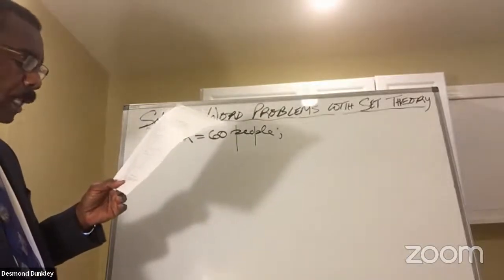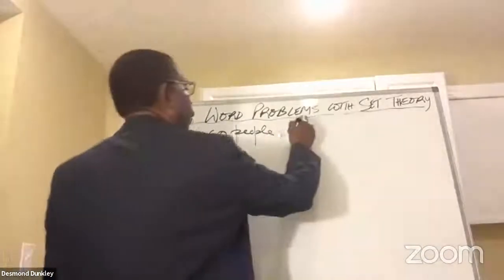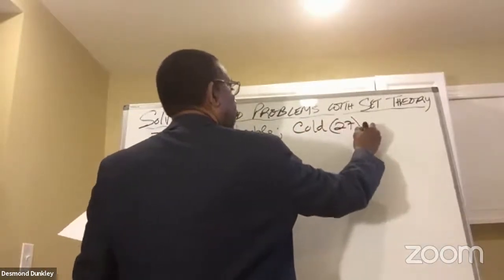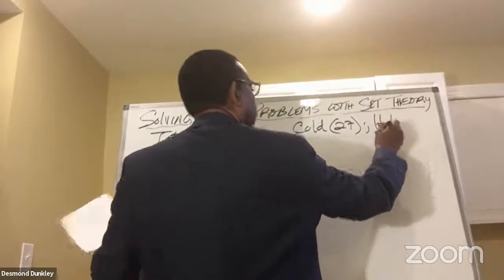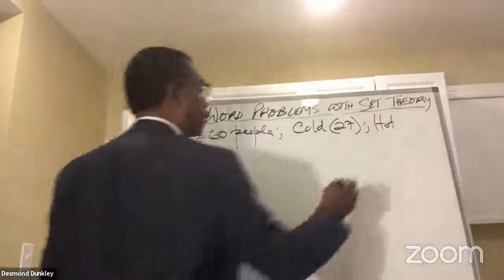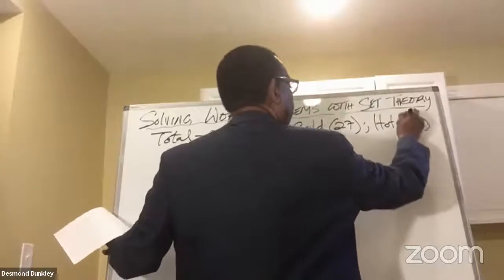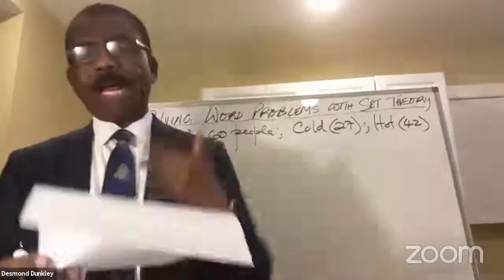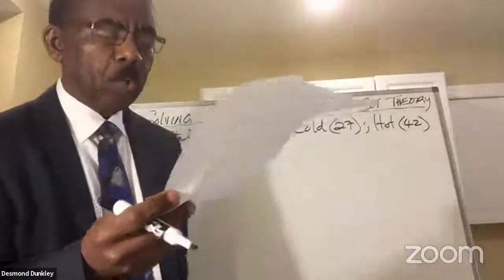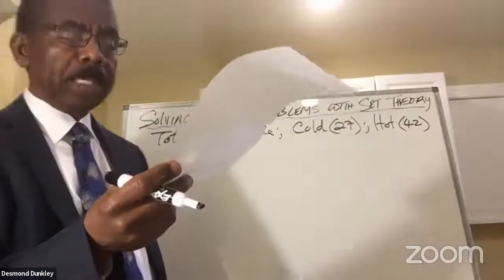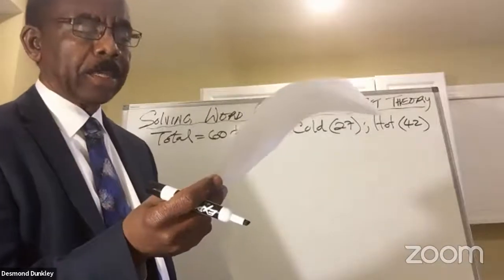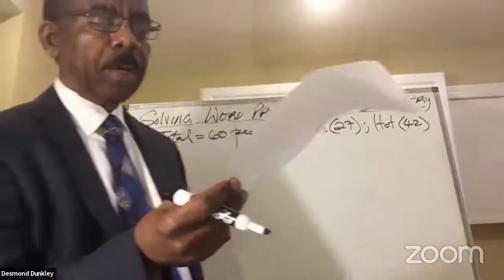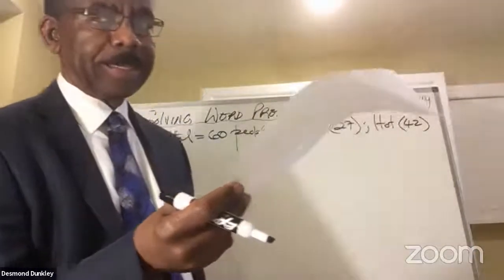27 like cold drinks and 42 like hot drinks. Cold, 27. Hot, I think it says 42 for hot. So all I'm doing is just extracting key information. In a group of 60 people, 27 like cold drinks and 42 like hot drinks. And each person likes at least one of the 2 drinks.